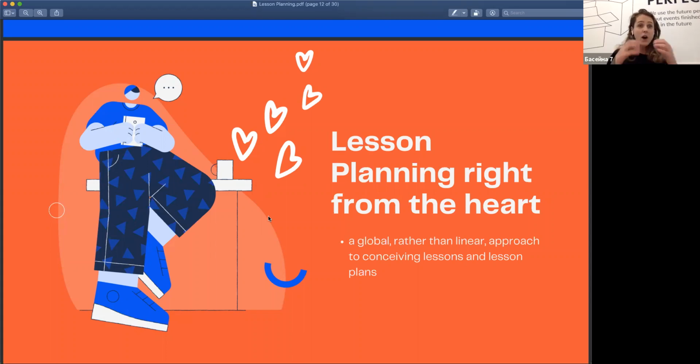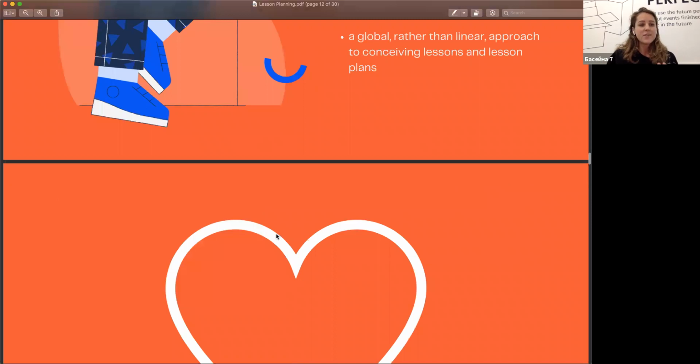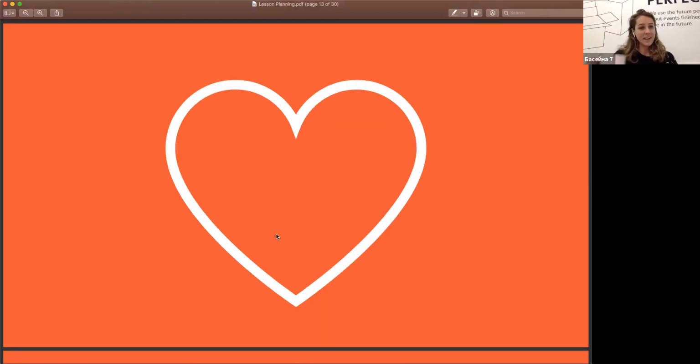Anyway, it's up to you how you construct your lesson plan, but I do believe that planning right from the heart can help you a little bit. So let's have a look at what that actually is and how that works. First thing that you need is a heart.